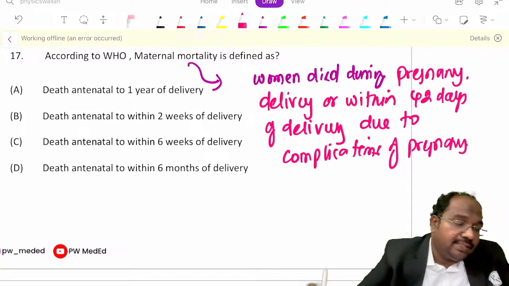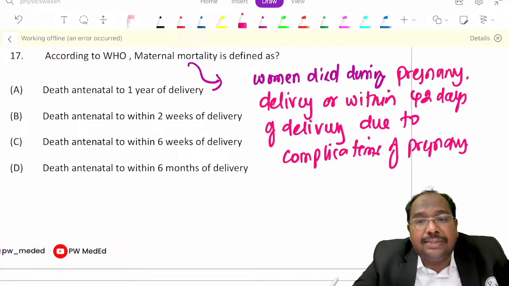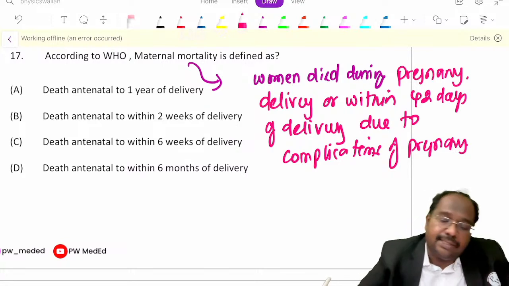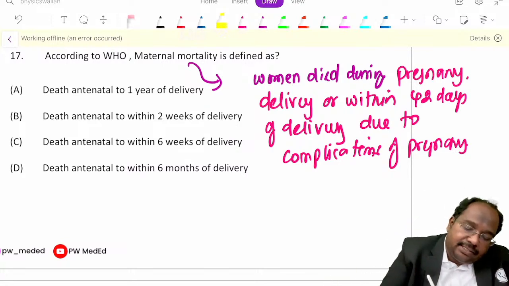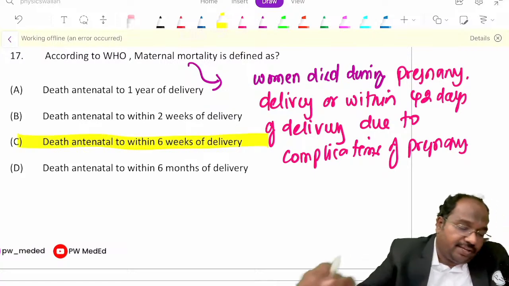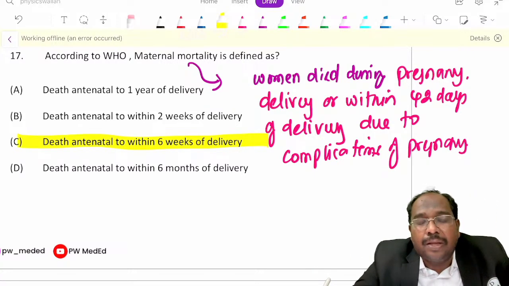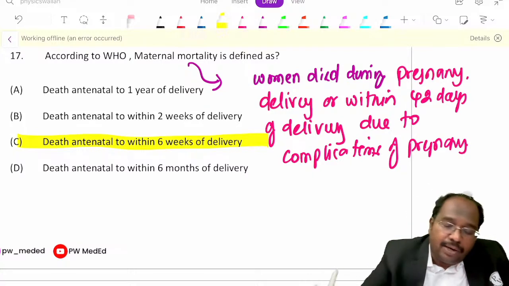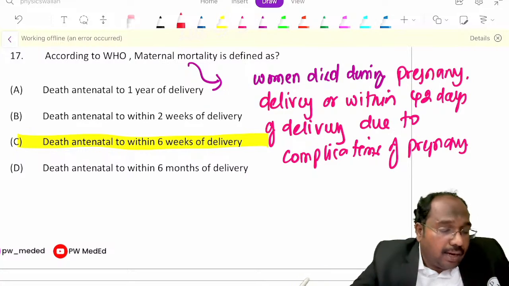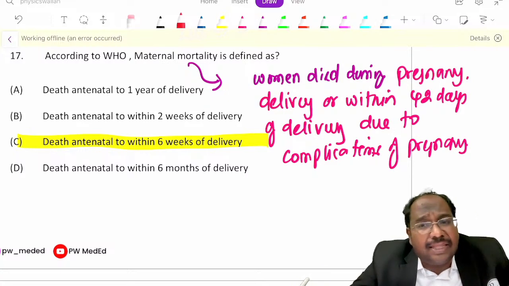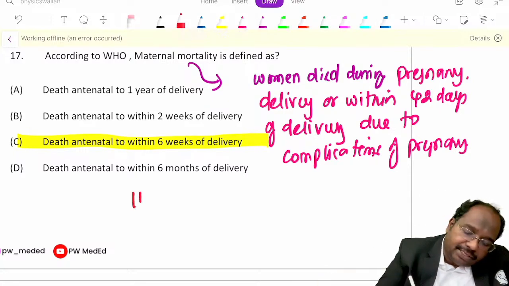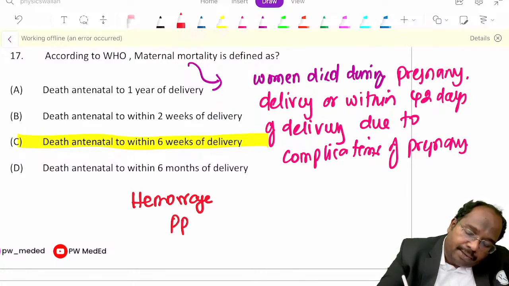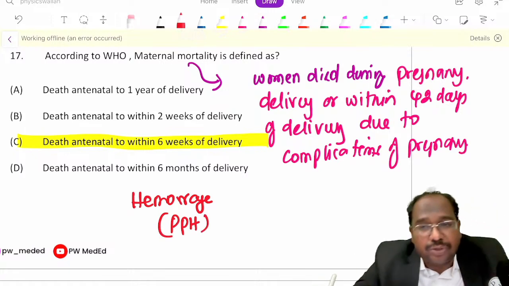Now tell me what the answer is here. The answer is antenatal to within 6 weeks of delivery. The 42 days means 6 weeks, the postpartum period. What is the most common cause of maternal death in India? Hemorrhage, guys. That is postpartum hemorrhage. That is the most common cause.